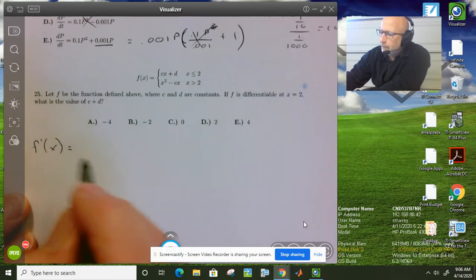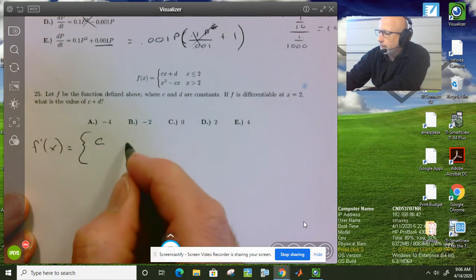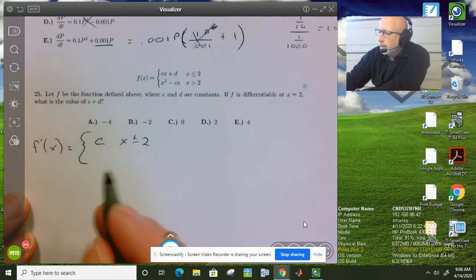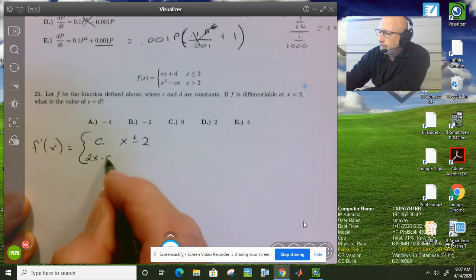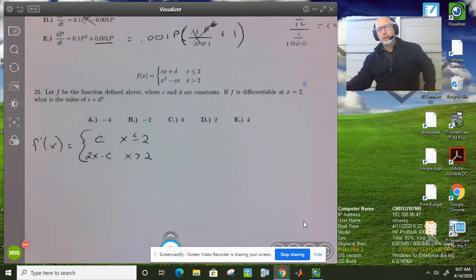So f prime of x is going to be equal to, so the derivative of this just gives you c, and this one is when x is less than or equal to 2. Then this will be 2x minus c, and that's when x is greater than 2. Okay, so if it's differentiable at that spot, it means it should be equal to it at the same location.